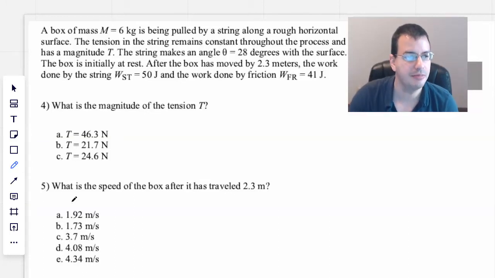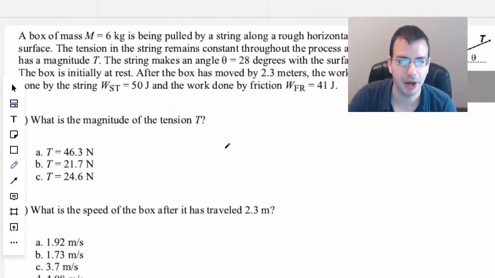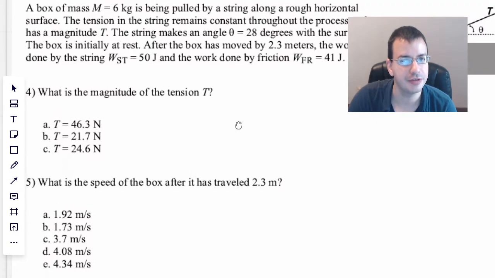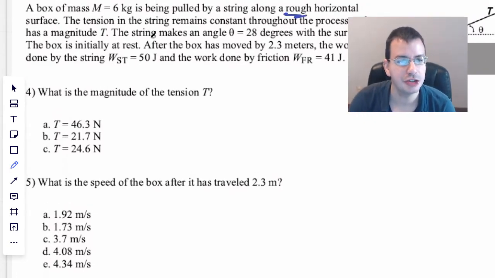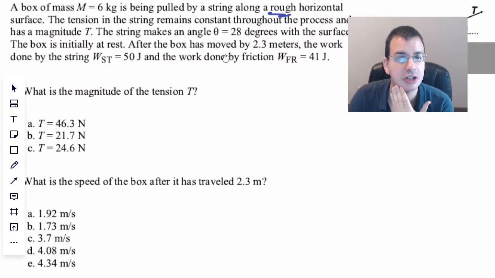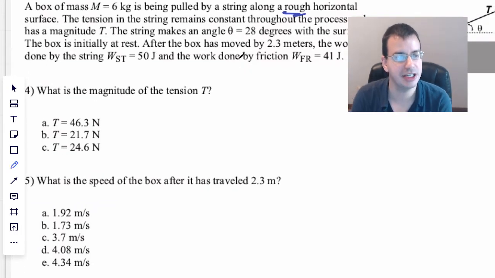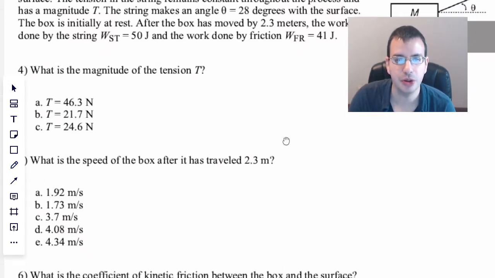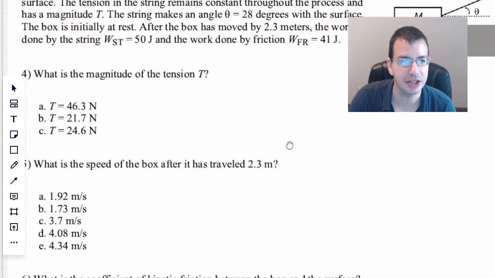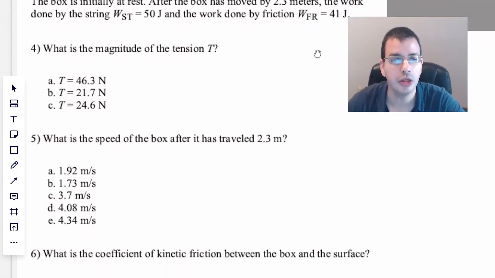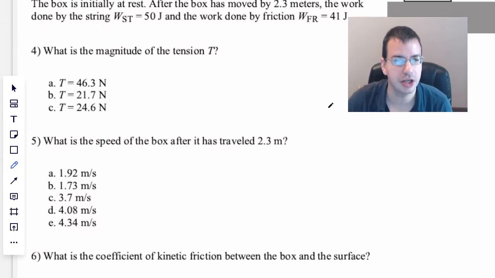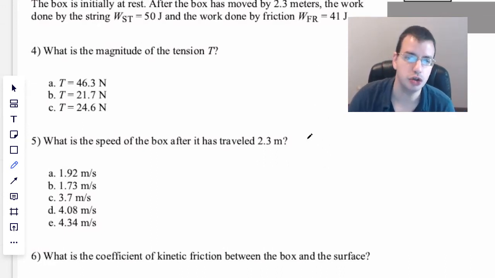A box of mass m equals 6 kilograms is pulled by a string along a rough horizontal surface, rough meaning friction. The tension of the string remains constant throughout the process and has a magnitude of T for tension. The string makes an angle of 28 degrees with the surface. The box is initially at rest. After, the box has moved a total of 2.3 meters. The work done by the string is 50 joules, and the work done by friction is 41 joules.